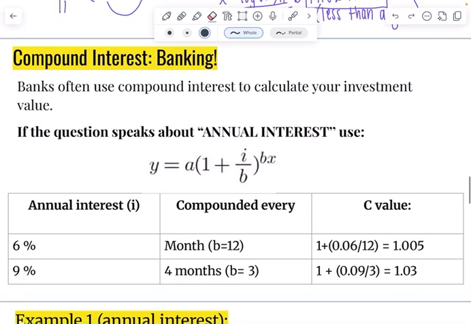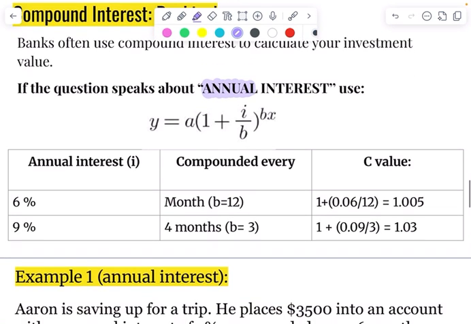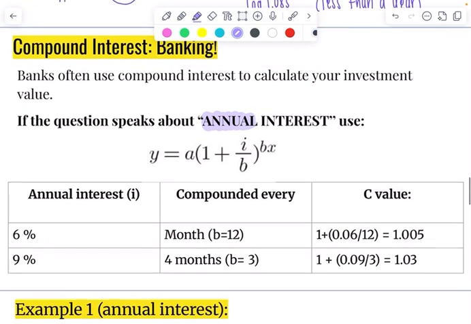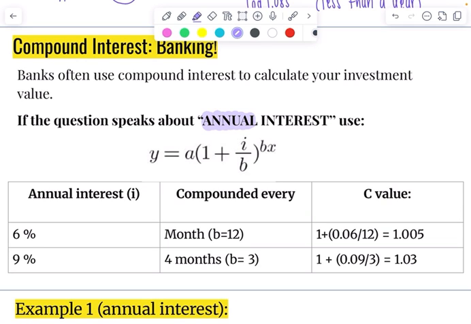As for compound interest, it's usually in terms of banking and when you want to have an investment. Unfortunately, this also means that there's compound interest on debt. So if you have credit card debt, this also applies, but in a decreasing fashion. So banks often use compound interest to calculate your investment value. So we're going to look at the positives and how investments can grow. So if the question talks about annual interest, the key word here is really annual interest. If it says there's an annual interest at the bank or on any investment, you are going to use this version of the rule here.